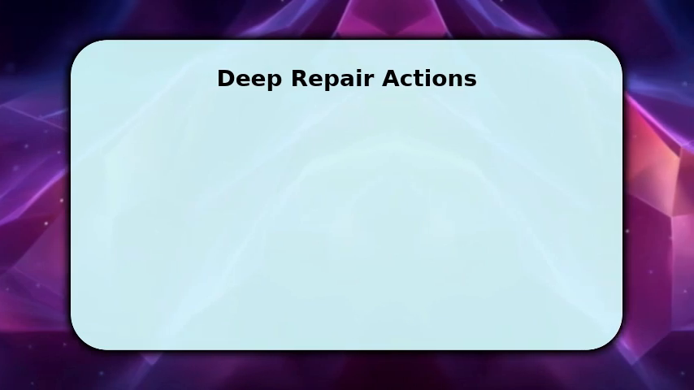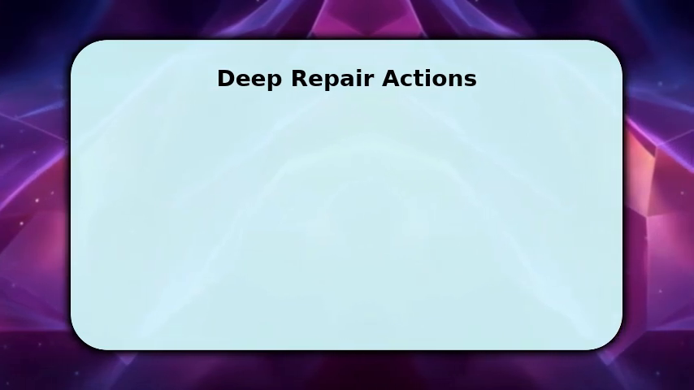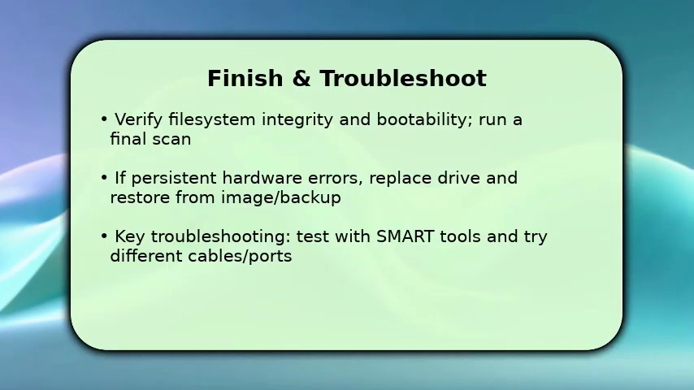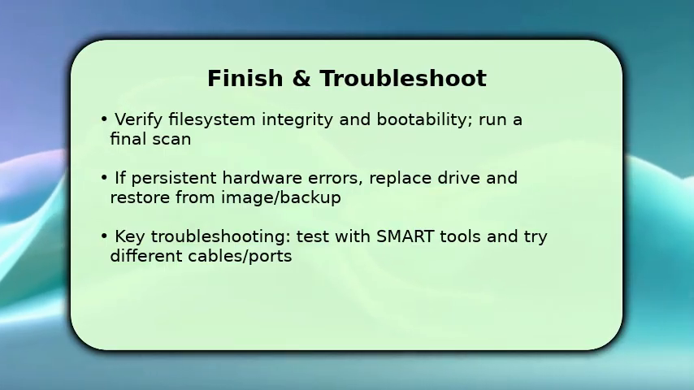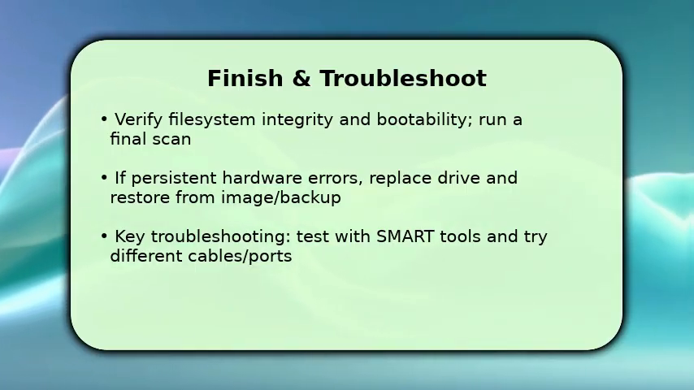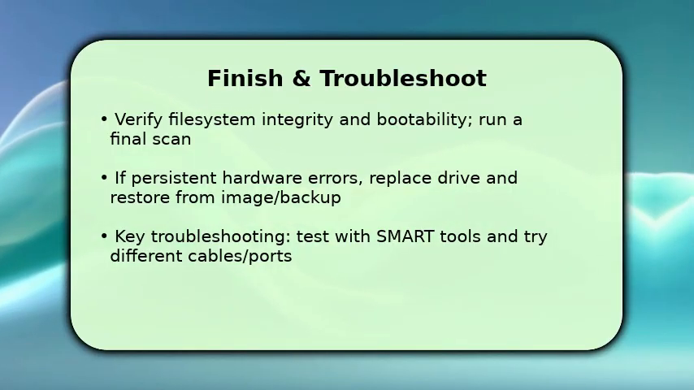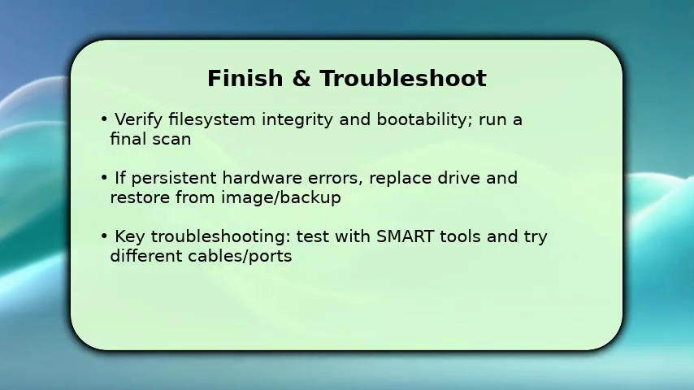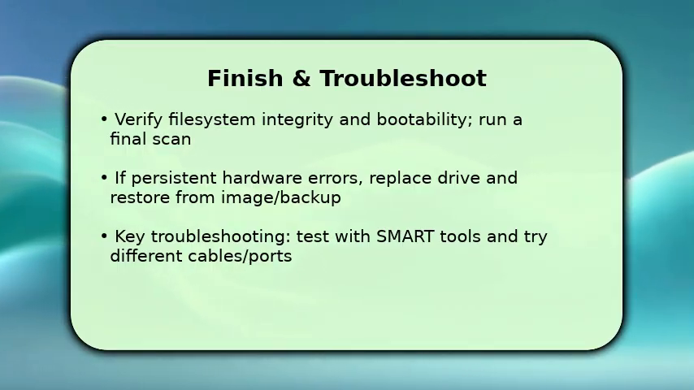You complete the process by verifying the file system and attempting a normal boot. Run a final integrity scan and confirm files open correctly. If errors persist or SMART reports reallocated sectors increasing, plan a drive replacement and restore from the image or backup you made earlier. Make sure to retire the failing disk safely.